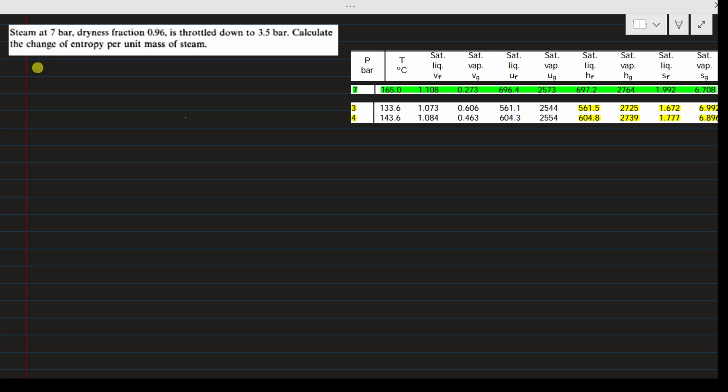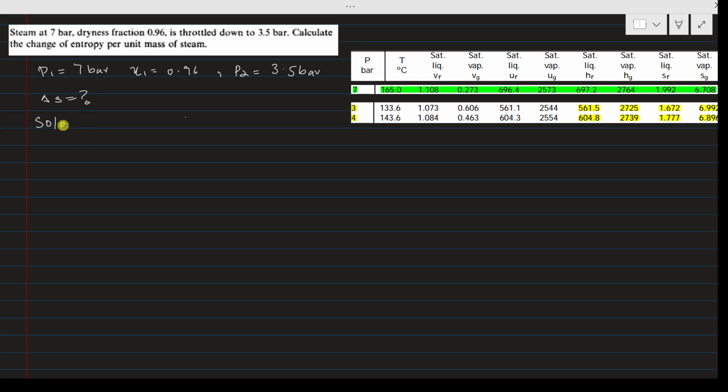So the steam that is given: P1 is 7 bar and the dryness fraction x1 is 0.96. It is throttled down. It means expansion is taking place, but the enthalpy in this expansion will remain the same. P2, the final pressure, is 3.5 bar. Calculate the change of entropy, so we need to find the change in entropy.